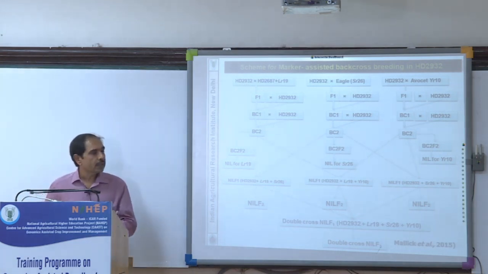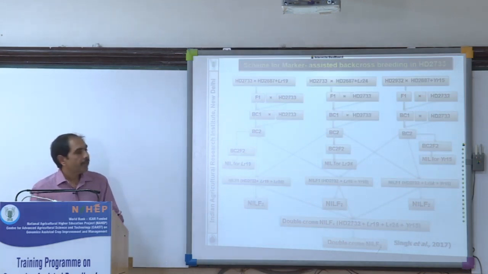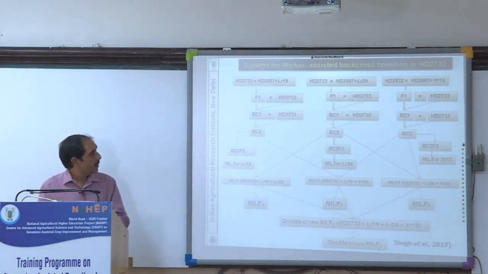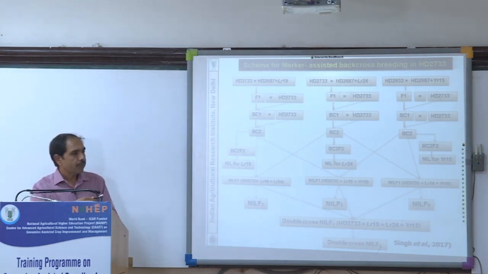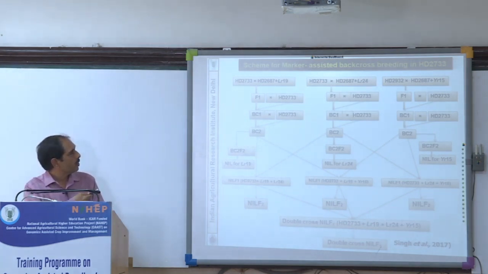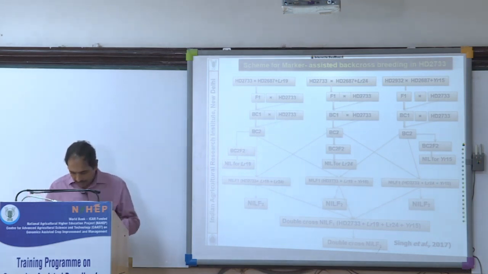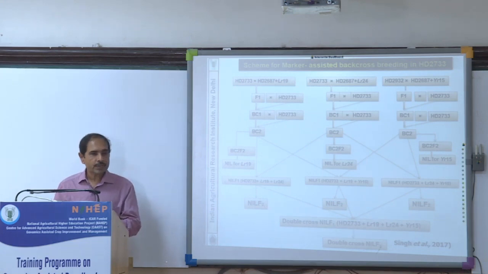So SD2932 is one variety, and other variety is SD2733, in which we have transferred this gene. Here LR19 and LR24, the genes selected by us were different. Both are leaf rust resistance genes, but LR19 is linked with SR25, so it confers resistance against stem rust also. Similarly, LR24 is linked with SR24, so it confers resistance against stem rust also. So there will be simultaneous pyramiding of LR19 and LR24 as well as SR24 and SR25. So same scheme followed here, and we can pyramid those genes. So this is the basic methodology which we use in our marker assisted backcross breeding program.